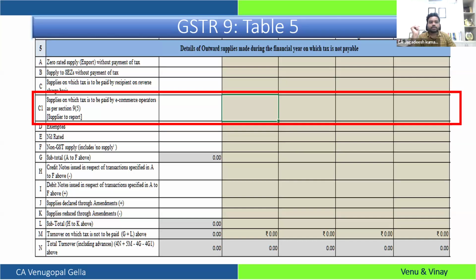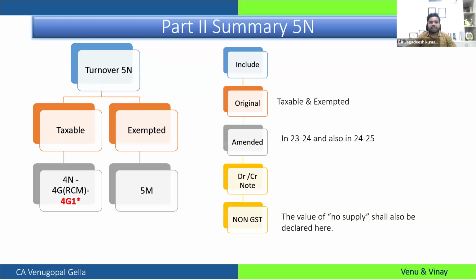All these supplies we need to report in table 5. So table 4 is all about the taxable supplies, whereas table 5 is all about the supplies which are not subject to tax. If you see table 5N, it is my comparable turnover with my books of accounts. We'll see how it is.